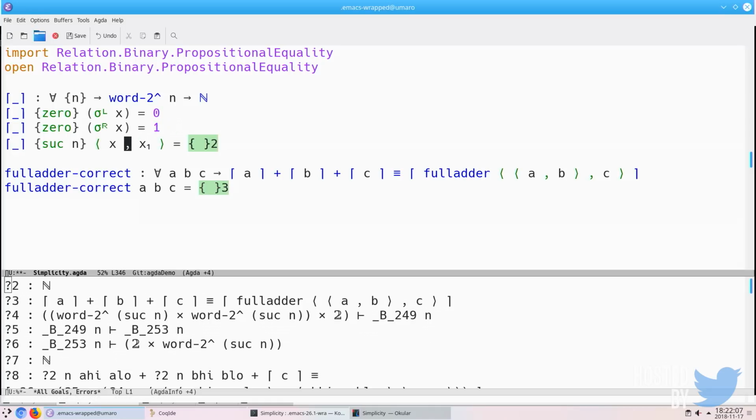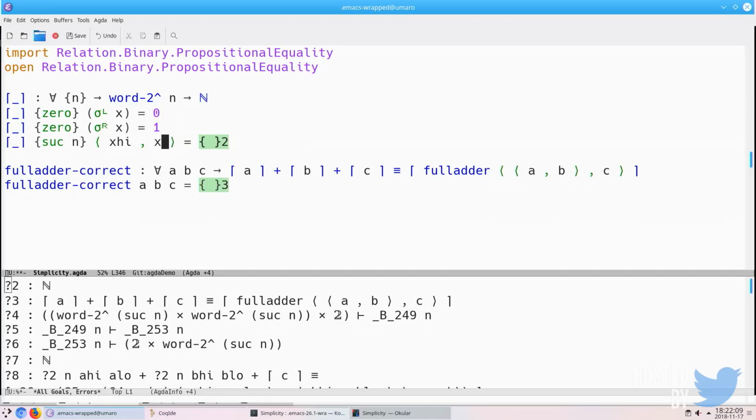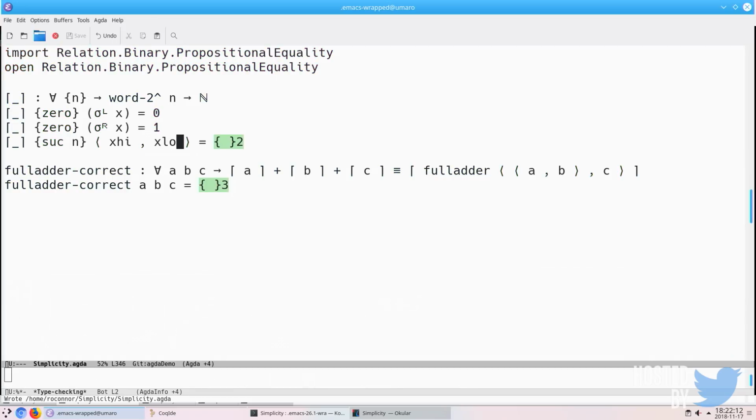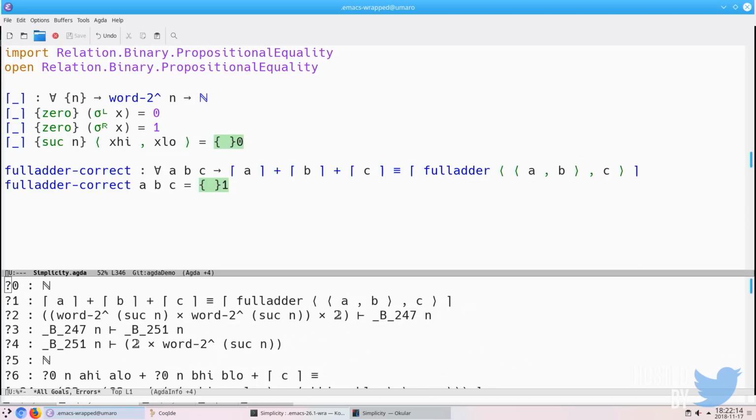And then if we have a multi-bit word, we have high bits and low bits. And the interpretation of that is the interpretation recursively of the high bits times 2 to the power of the width of the word, which is 2 to the n in this case, plus the interpretation of the low bits.